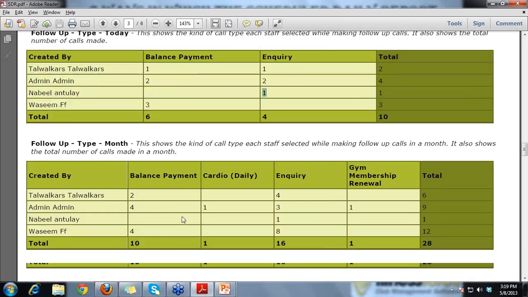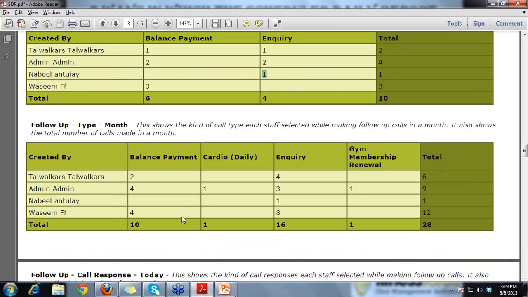Exactly below you will find how many follow-ups have been done till now in the whole month. So in the whole month they have done a total of 28 follow-ups, and each employee's bifurcation is there. For example, out of the 28, 12 follow-ups were done by Wasim, followed by Nabil, who has done 1 follow-up, and admin has done 9 follow-ups. And it also gives you a follow-up type bifurcation, like how many balance payment follow-ups they have done, how many renewal follow-ups they have done, and how many inquiry follow-ups they have done.